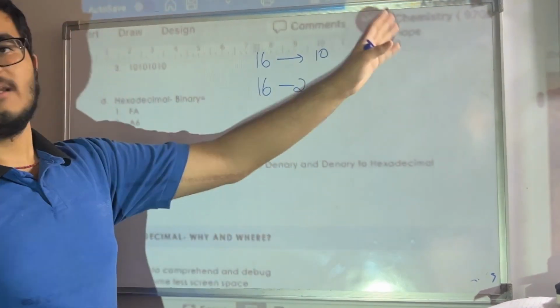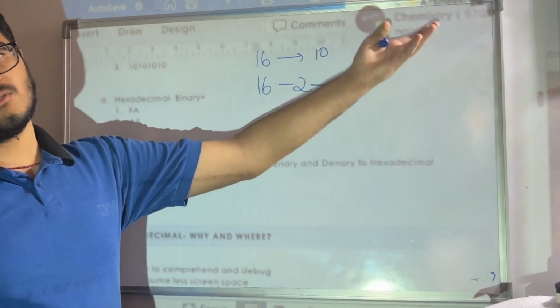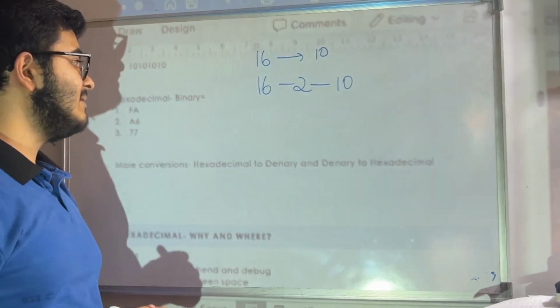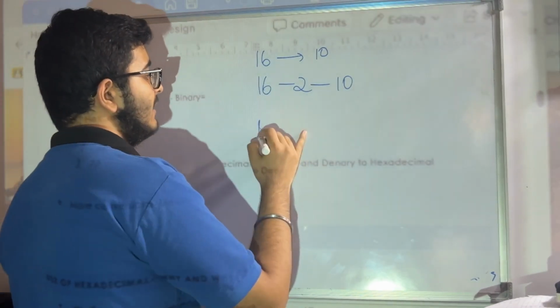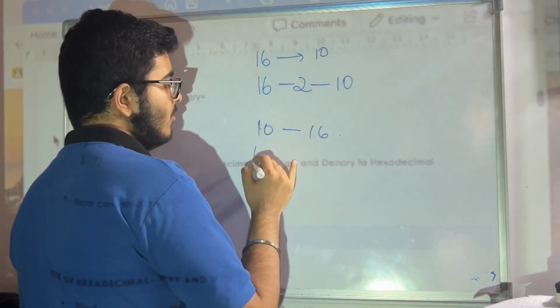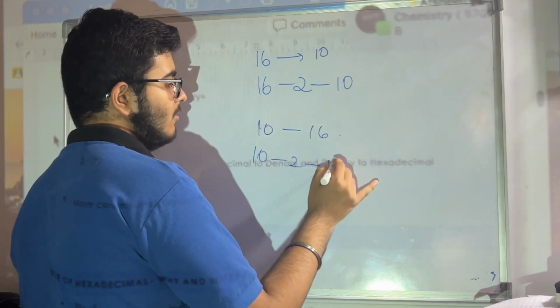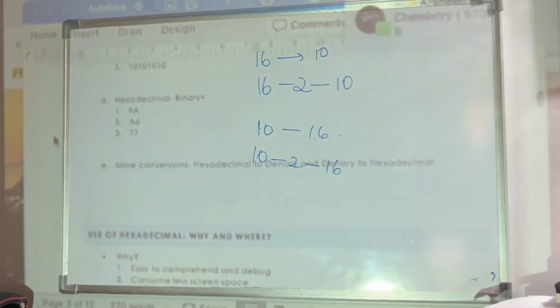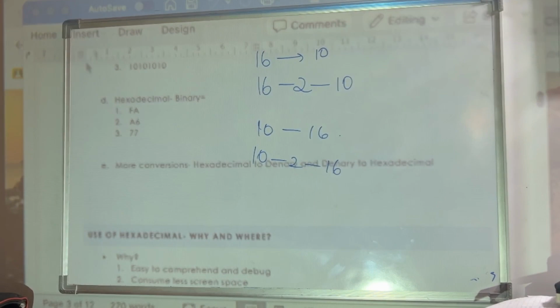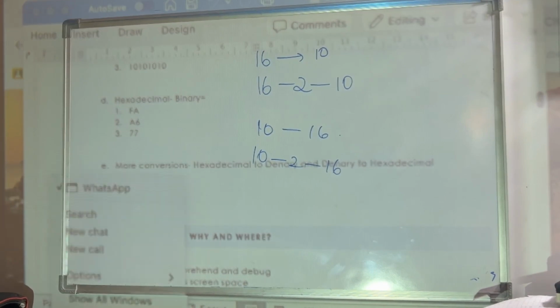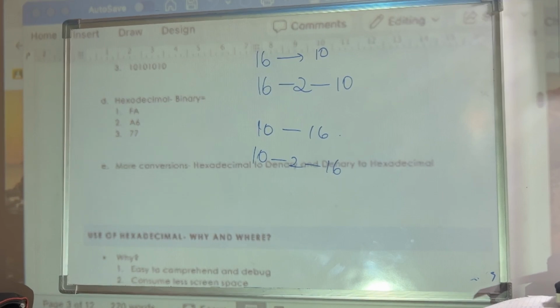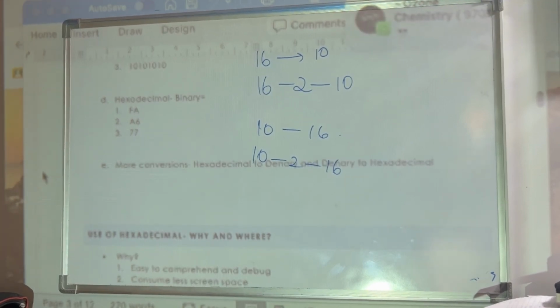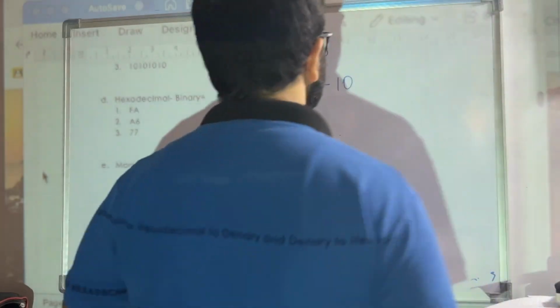Hexadecimal to binary and then binary to denary. That's what we are going to do. That is an easy method. And if we need to convert denary to hexadecimal, we are going to convert denary to binary and binary to hexadecimal. So you can just have a look at this. I hope that you have noted this down, and this is pretty easy, right?